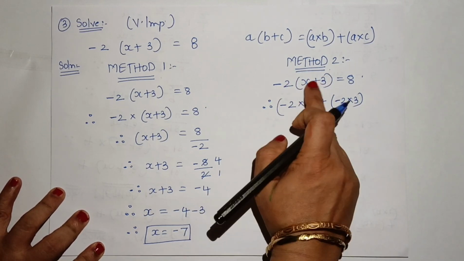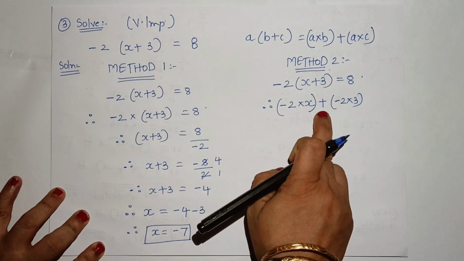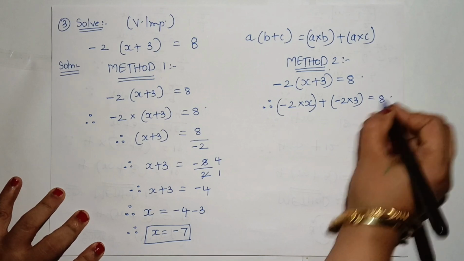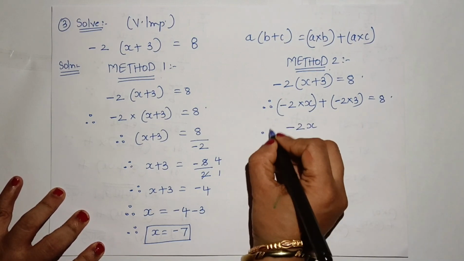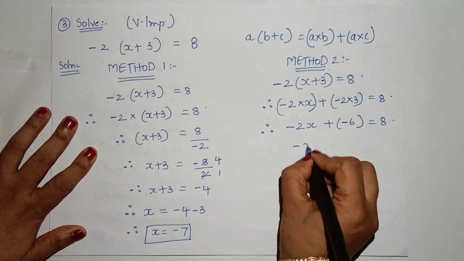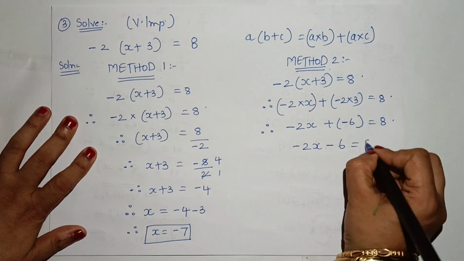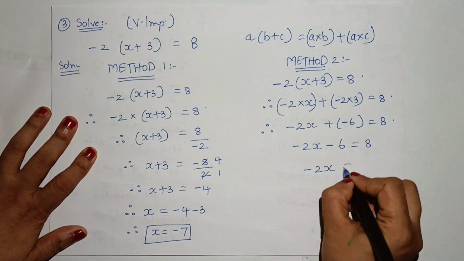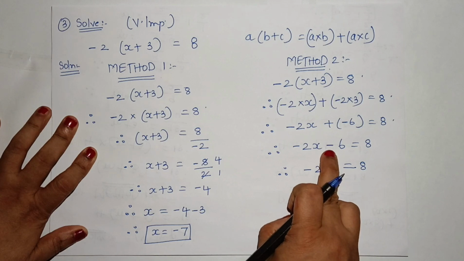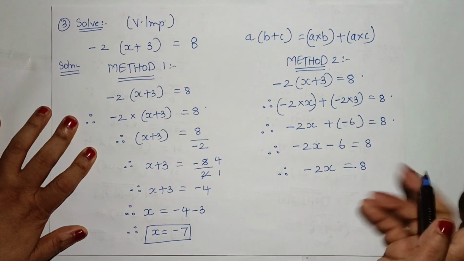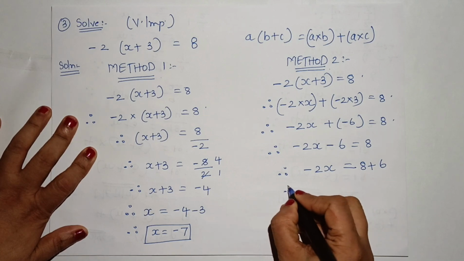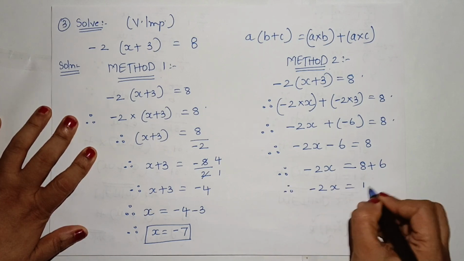A into B plus, this plus is written in the center, again A into C, which is equal to what? 8 minus 2x, therefore plus bracket minus 6 equals 8. Minus 2x minus 6 equals 8, minus 2x equals, understand this step. Now first write 8, transposing method, minus 6 will shift to RHS, it becomes what? Plus 6. Therefore, minus 2x equals 14.